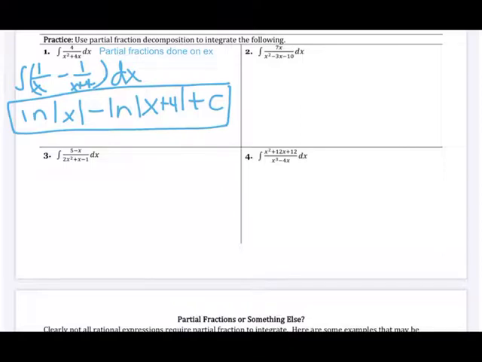So I want you to go ahead and pause the video, and whether you're going to use substitution or the Heaviside method, I want you to rewrite this expression, 7x over x squared minus 3x minus 10. I want you to rewrite that using partial fractions.